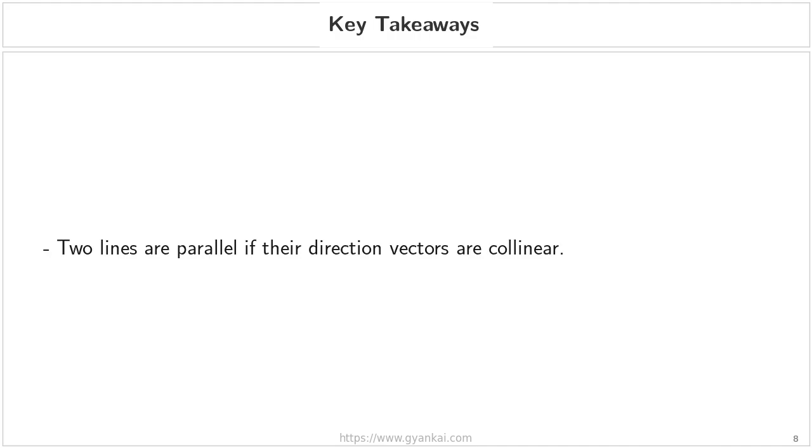Key takeaways. First, remember that the fundamental concept of parallel lines in 3-dimensional space is that their direction vectors are collinear. This simply means they point along the same line or in exactly opposite directions.